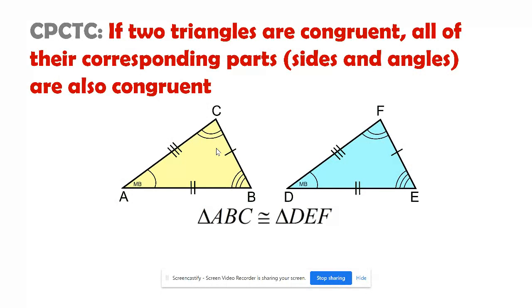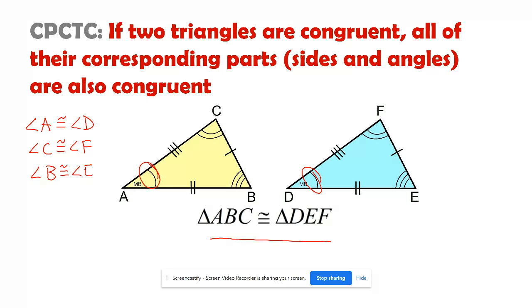So for example, with these two triangles, ABC and DEF, I can tell by the diagram and by my congruency statement right here that angle A, because A is listed first, is congruent to angle D, which is also listed first. And both of those are marked with a single arc. And I can keep going. Angle C goes with angle F. Those are congruent. And angle B goes with angle E. So all those angles match up.